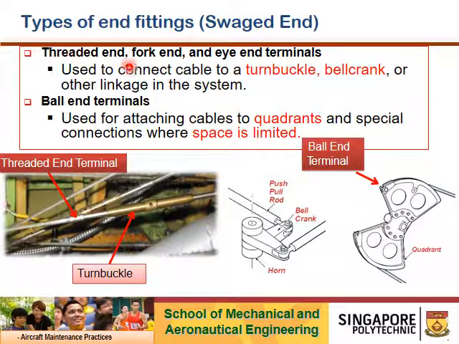So threaded end, fork end, or eye end terminals are used to connect cable to a turnbuckle, bell crank, or other linkage in the system. Ball end terminal is actually just a ball. It's used for attaching cables to a quadrant, and special connections where space is limited. So it depends on your end fitting usage.